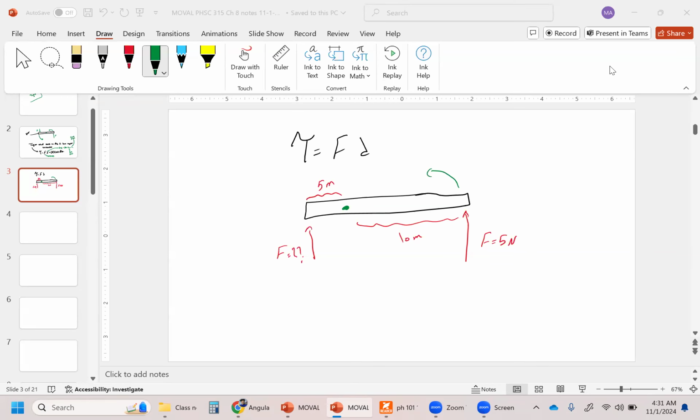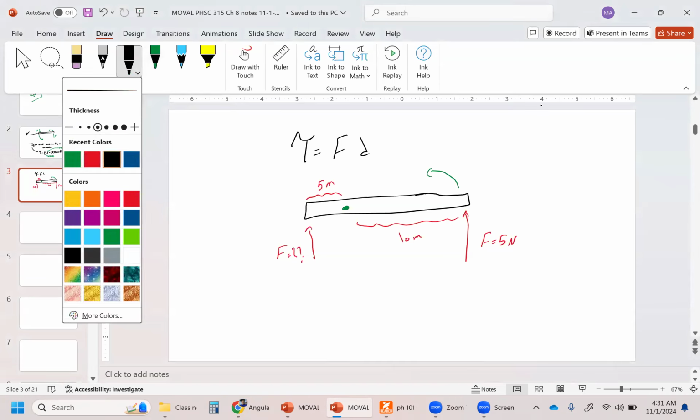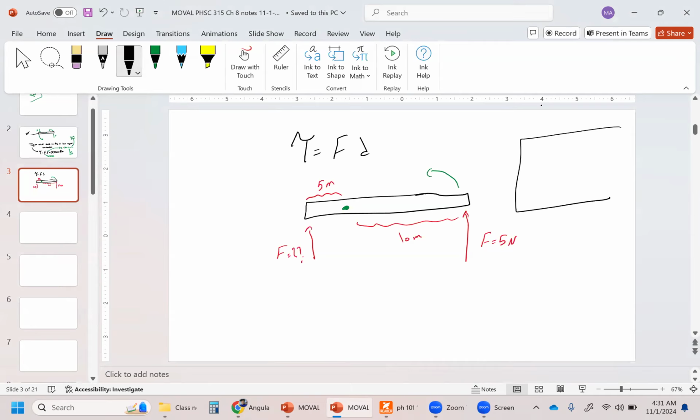Now, before we start to solve this, we need to do something. So I'm going to write it right over here. Your torque is positive if it goes counterclockwise, and your torque is negative when you go clockwise. What does that mean?